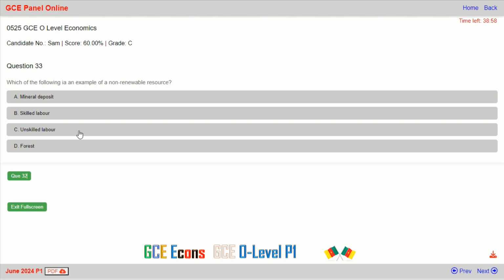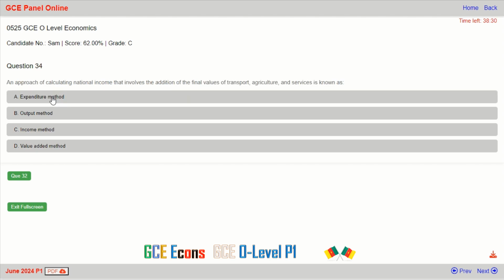So it's B. So which of the following is an example of a non-renewable resource? We can replant forests, we can get unskilled labor, we can get skilled labor. Mineral deposits, once it's gone, is gone. So therefore, mineral deposits are non-renewable resources. You can see that at 60%, I'm now at C grade. So I'm now at a pass.